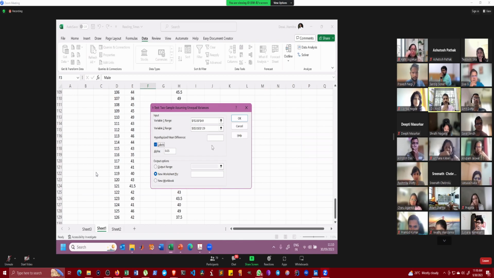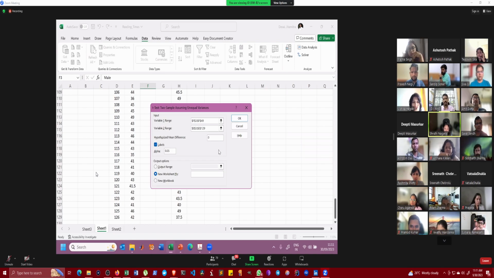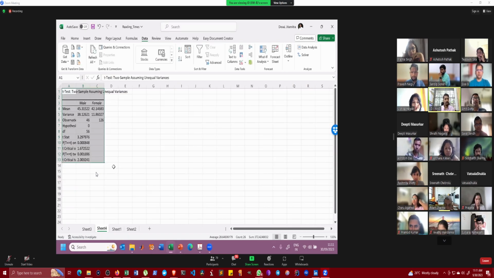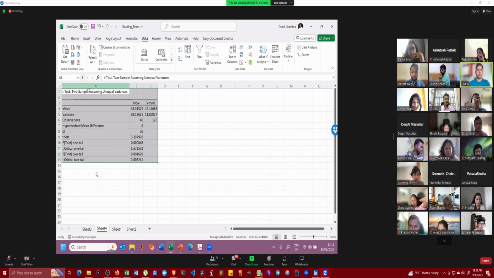Right. So I'm doing the two sample test assuming unequal variances. What is my hypothesized mean difference? I'm saying that mu m is equal to mu f, which means that the difference between the two is equal to 0. So that is my hypothesized mean difference, 0. I'm going to output this onto a new worksheet, and I get a result which looks like this.